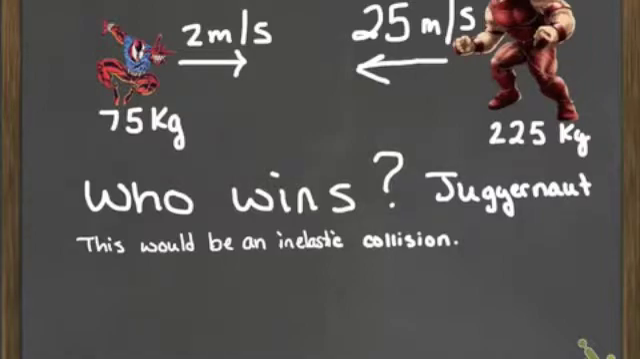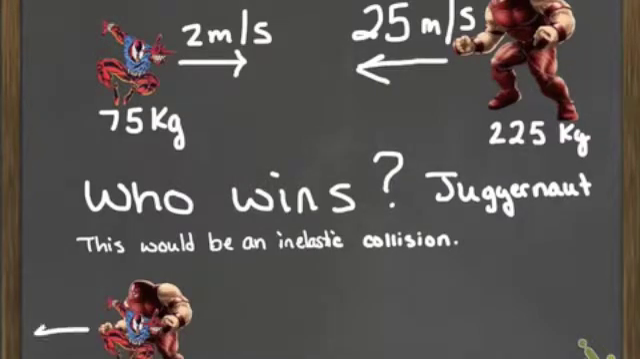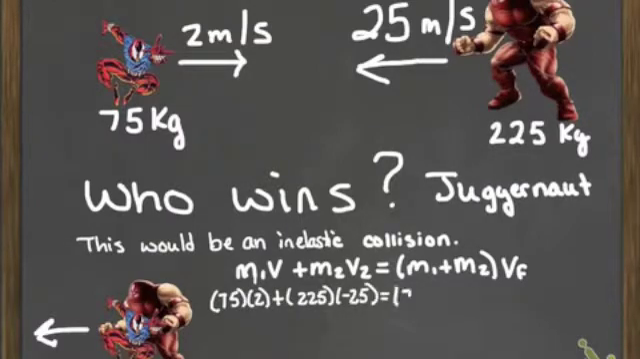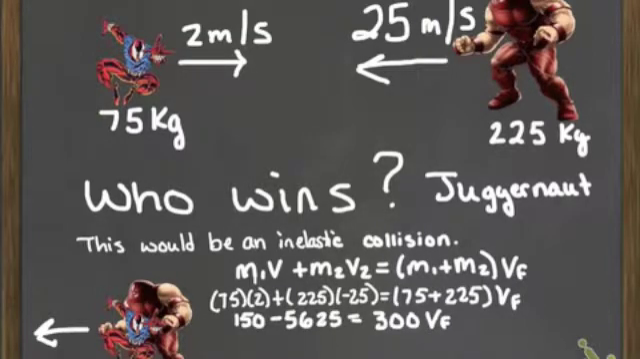So we're going to use that same calculation that we did for inelastic. Juggernaut's carrying Spidey off to the left. We're going to do m1 v1 plus m2 v2 equals the total mass times the final velocity. We're going to work through that, and that's going to give us a final velocity of 18.25 meters per second to the left.